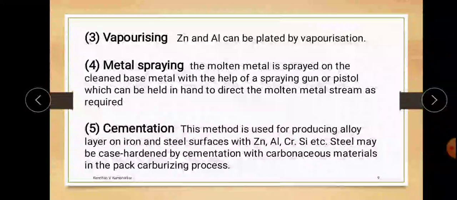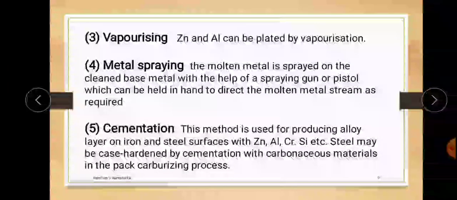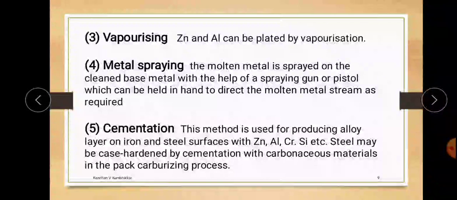Now next one, metal spraying. In this method, the molten metal is sprayed on the clean base metal with the help of a spraying gun or pistol, which can be held in hand to direct the molten metal stream. This process is only used when hot dipping is not possible, and metal spraying is utilized for huge structures such as bridges. You cannot put a huge bridge into the galvanization process. It is not possible. So in those cases, we just use metal spraying.